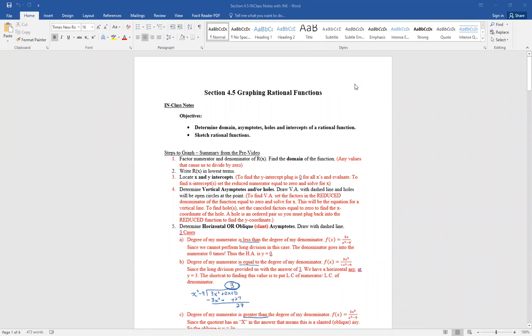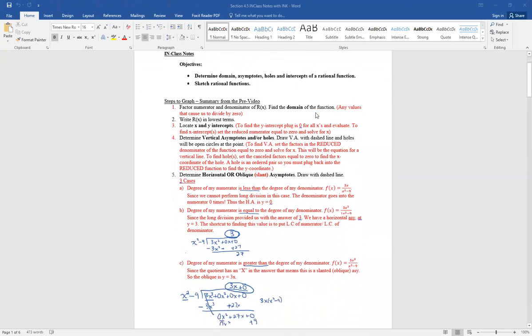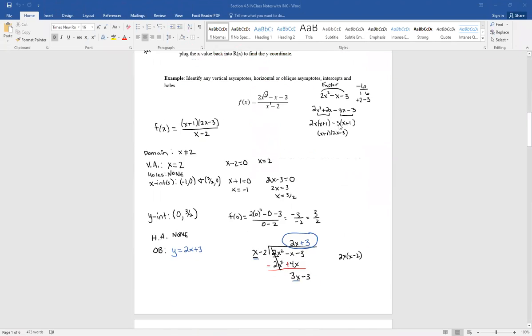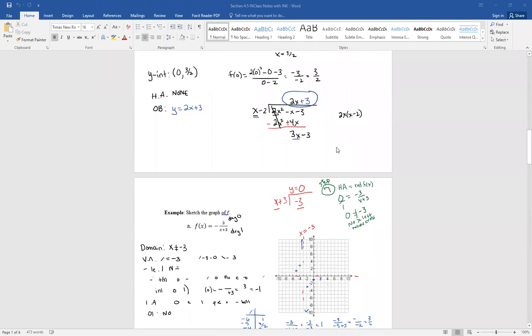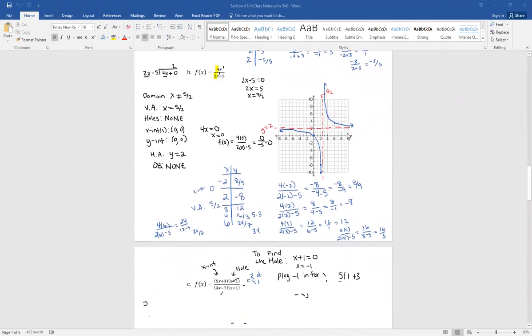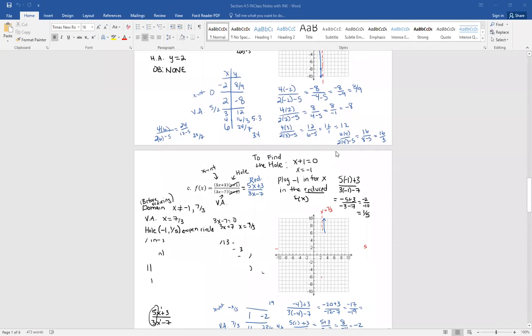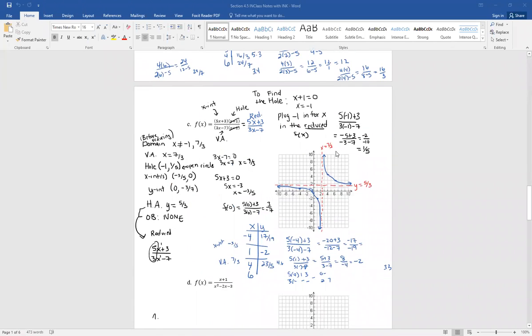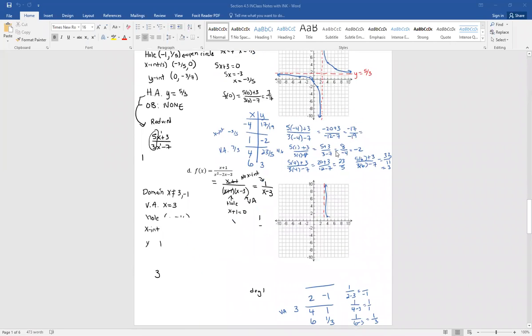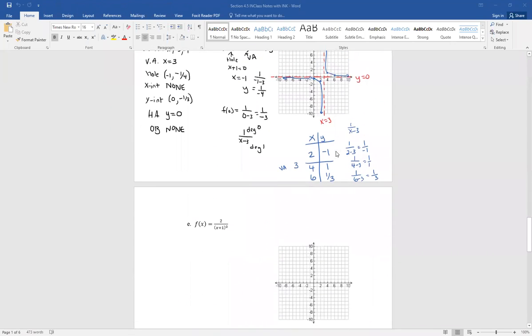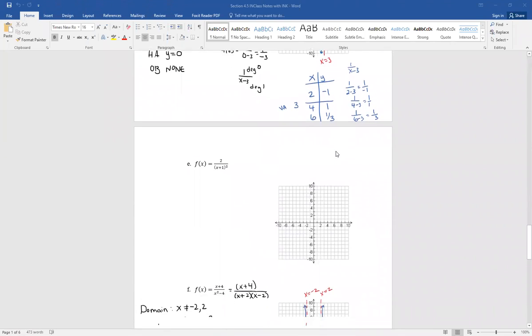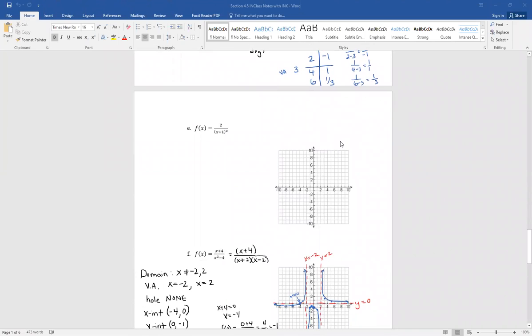Hello, this is the remaining two examples from the section 4.5 graphing rational functions. We had two of them that we did not get to in class, so I'm going to scroll down and work through those together so that you can check and see if you have grasped the concept of graphing rational functions. I highly recommend you try them on your own first and then watch the video.